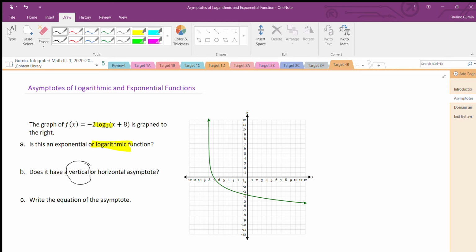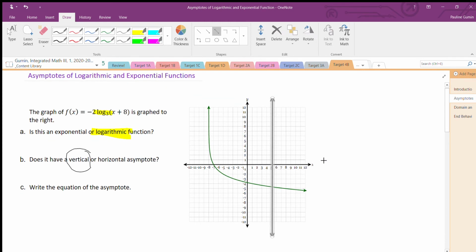Let's write the equation of the asymptote. Now, vertical means up and down, right? So, when we draw a line going up and down, this is just a random line going up and down, what happens is we cross through the x-axis. So, all of our asymptotes are going to be x equals. Now, let's find our asymptote.